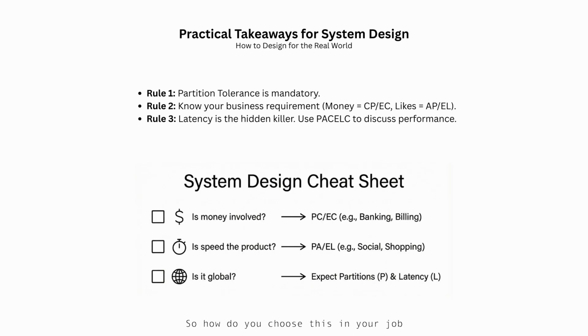They blur the lines, giving you strong consistency without the massive downtime penalties of older CP systems. So how do you choose this in your job or your next interview? First, stop saying I will pick availability and consistency. You can't. P is mandatory. Second, ask about the else. Ask, when the system is healthy, are we okay with higher latency to ensure data accuracy? If you're building a billing app, you want PC/EC. You pay the latency tax for accuracy. If you are building a real-time game leaderboard, you want PA/EL. You want speed, and if the score updates 500 milliseconds late, nobody dies.